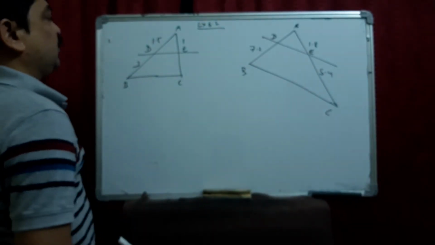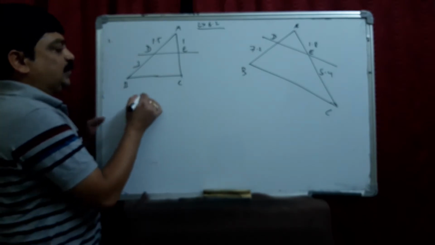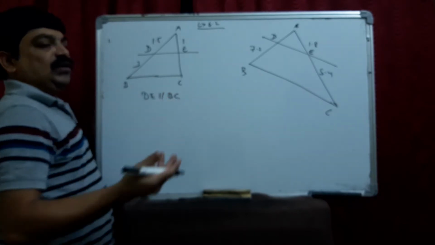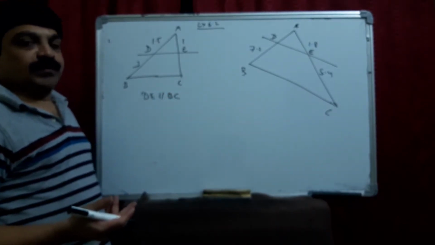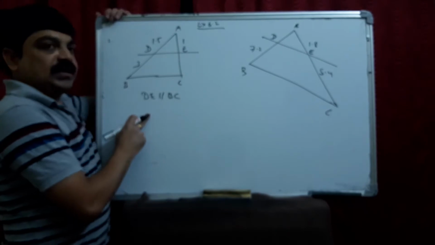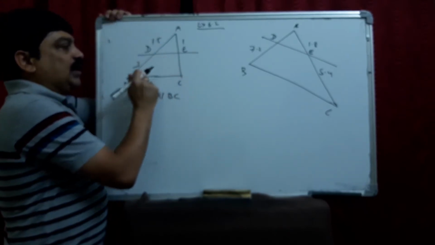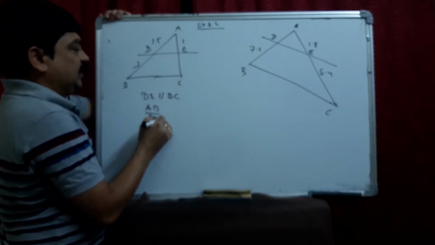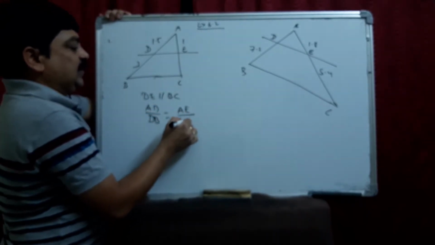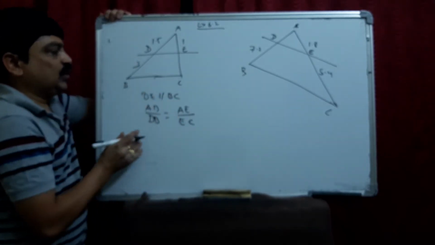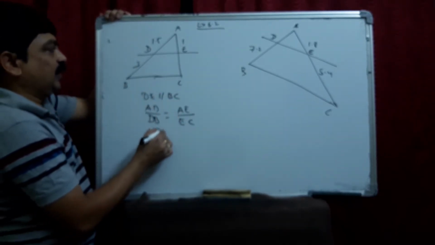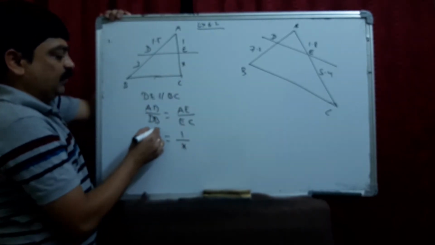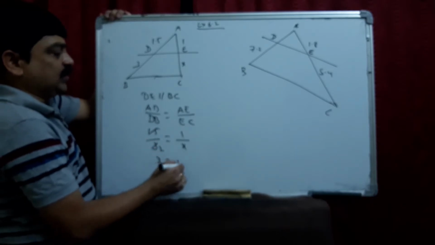Look here in the first question, they told us that DE is parallel to BC. When a line is parallel to another side of a triangle, then definitely you can go for the basic proportionality theorem. What does it say? It says that when one line is parallel to the other side of a triangle, then AD by DB is equal to AE by EC. So AD by DB, 1.5 by 3, is equal to 1 by EC, which we don't know, so let us take x. Cross multiply, x equals 2.